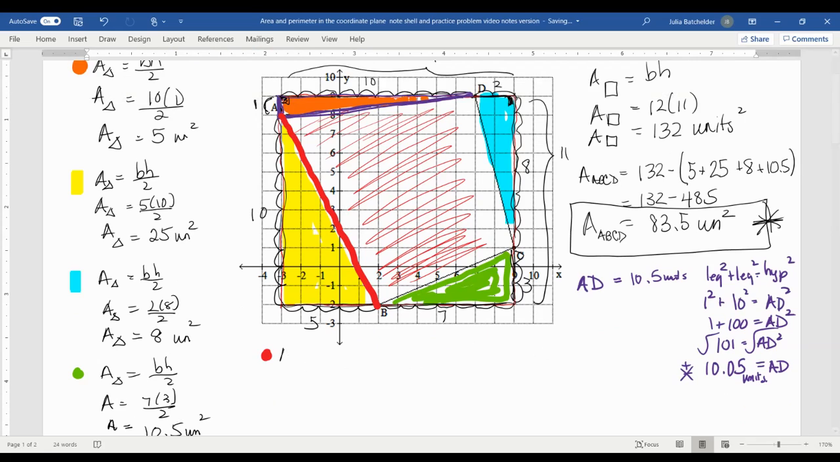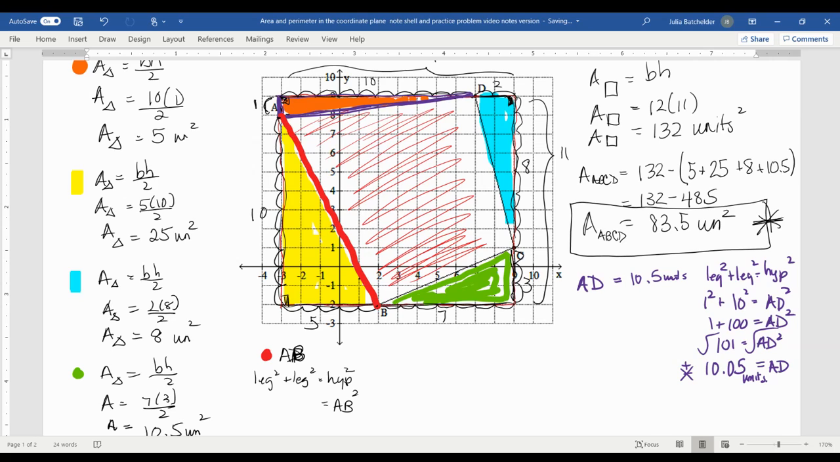If I'm finding AD, then I need to do again, leg squared plus leg squared is, oops, not AD. A to B, Mrs. Batchelder, don't be crazy. A is up here, B is down here. So leg squared plus leg squared is hypotenuse squared. AB is the hypotenuse, so that's going to be AB squared.